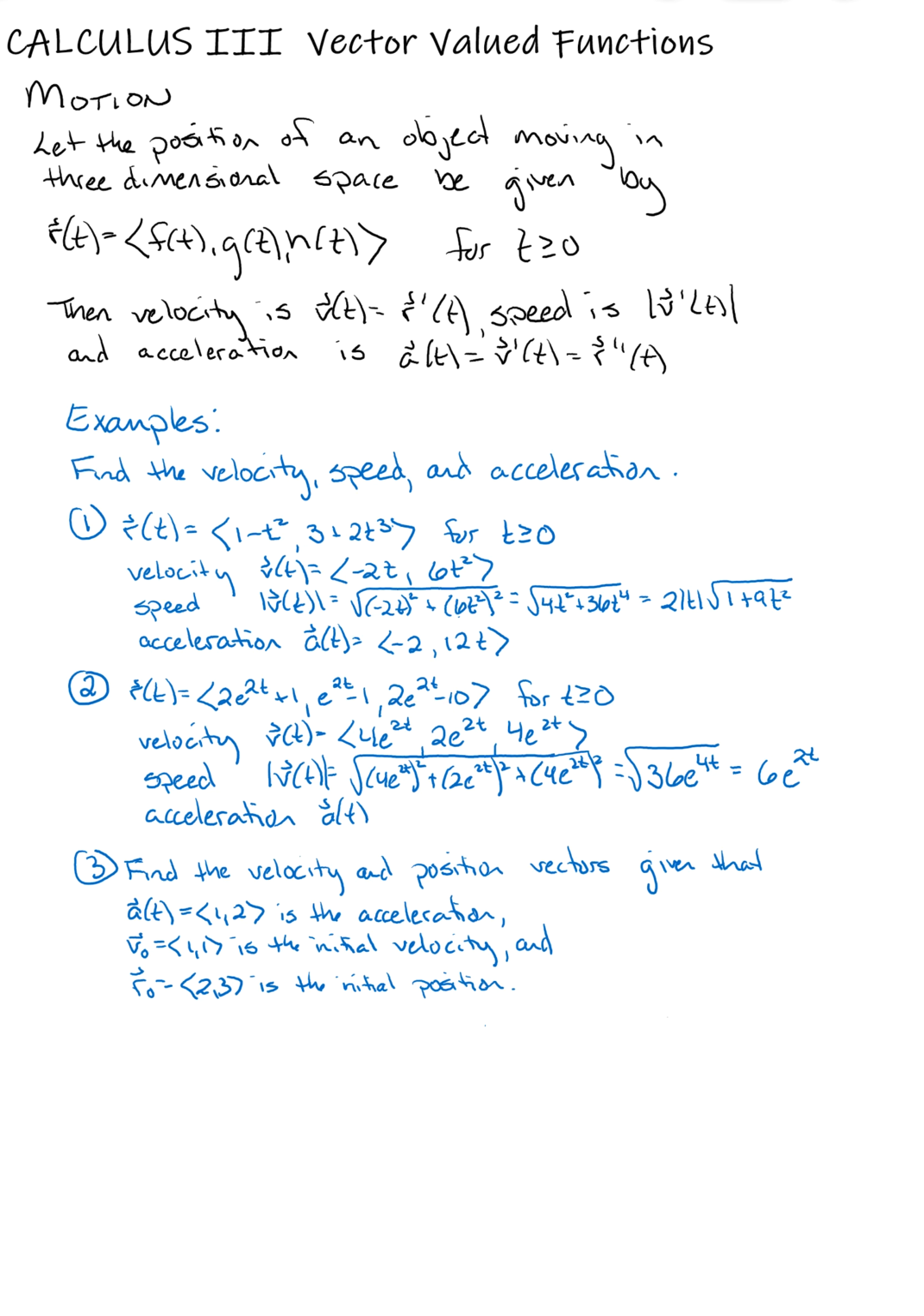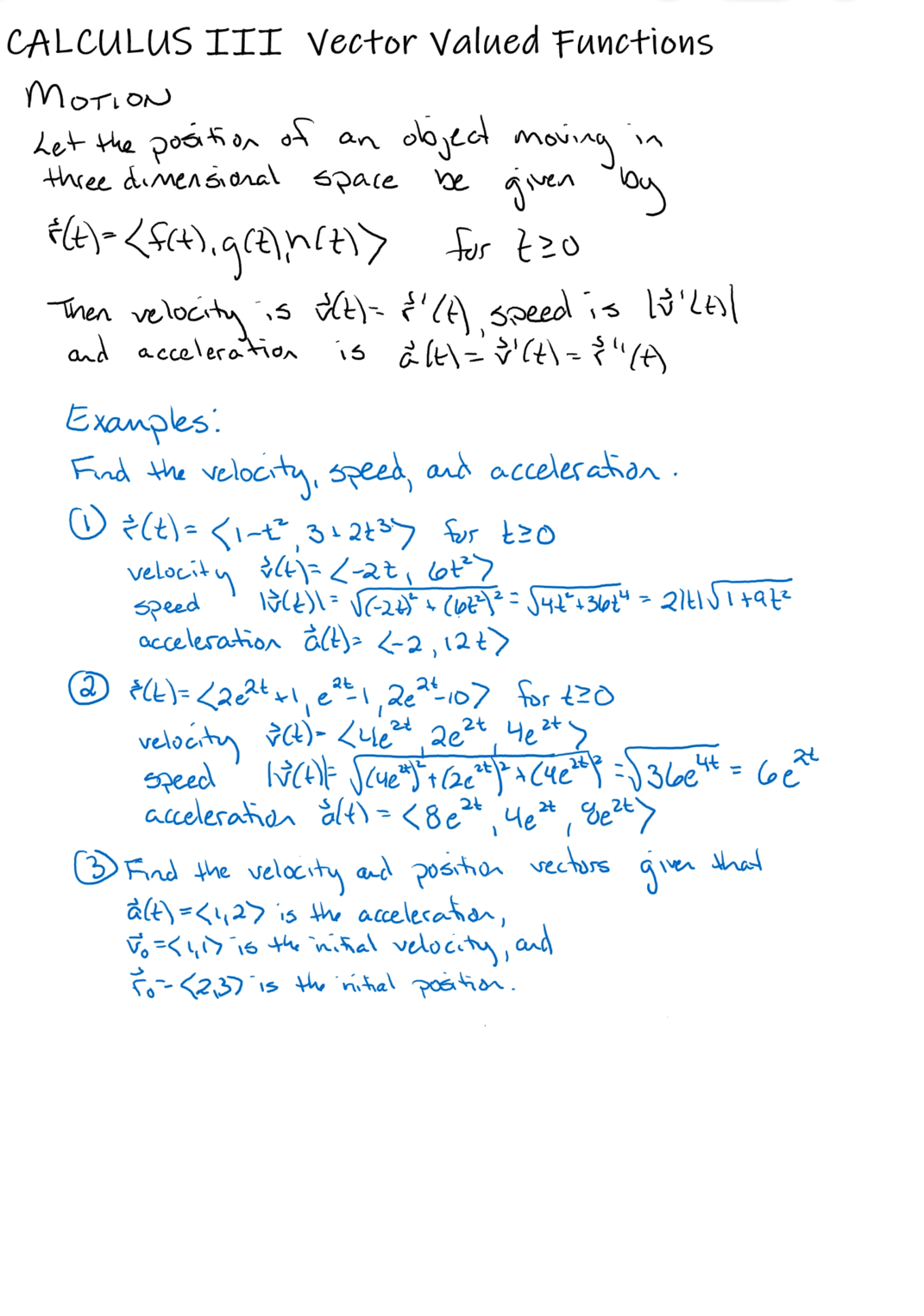So let's see, if we take the derivative of those components, we end up with, again using the chain rule, 8e^(2t), 4e^(2t), and then again 8e^(2t). Not so bad. Now let's go the other direction.